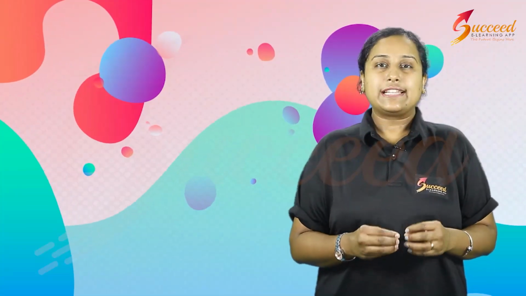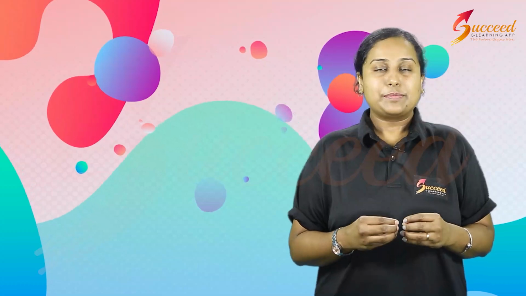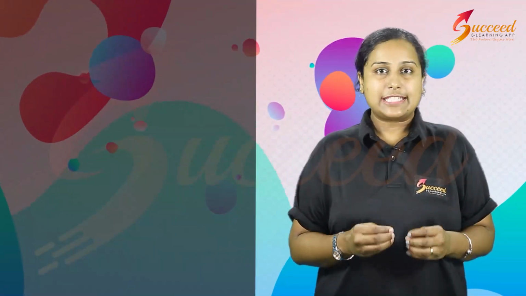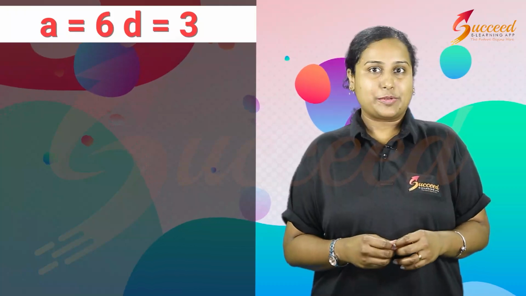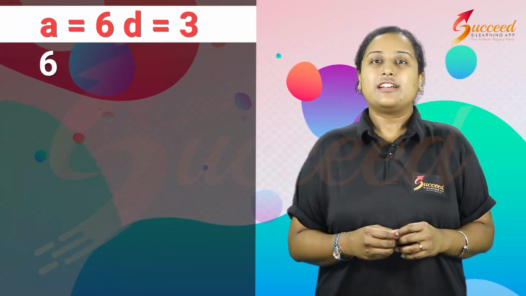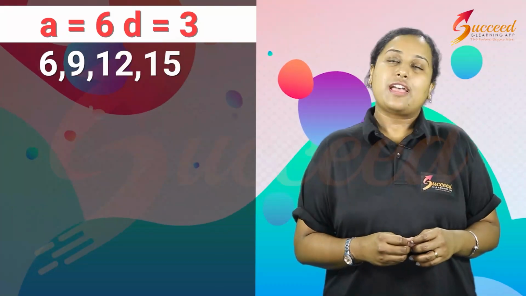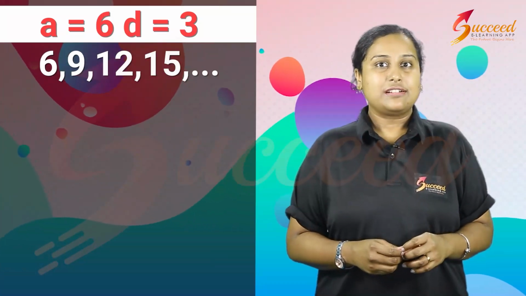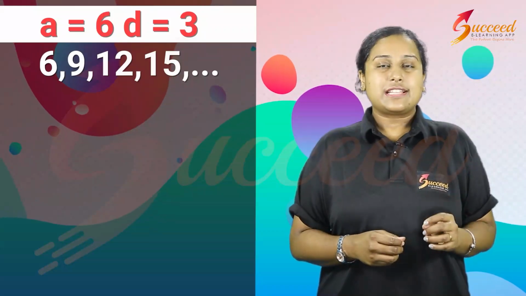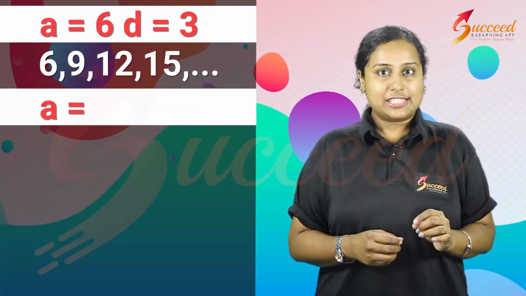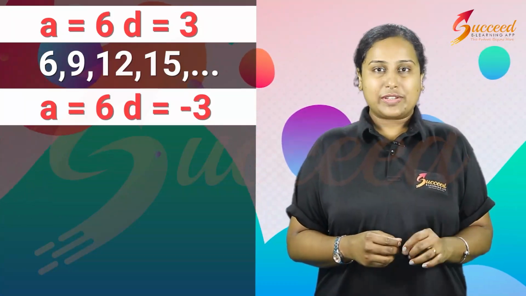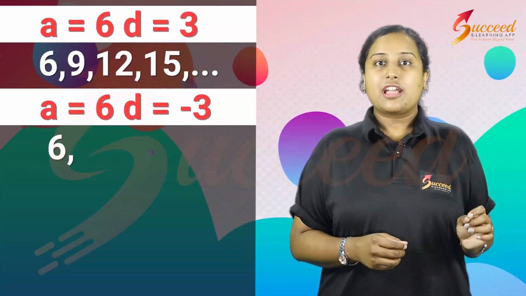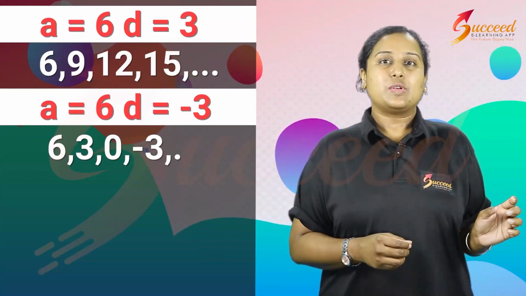Let us consider an example where we develop an arithmetic progression with the starting term 6, that is a is equal to 6 and common difference d is equal to 3. Then the arithmetic progression will be 6, 9, 12, 15 and so on. Now let us consider a similar example where the starting term a is 6 and the common difference d is -3. Then the arithmetic progression will be 6, 3, 0, -3 and so on.